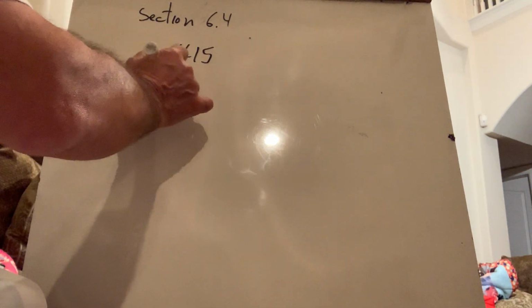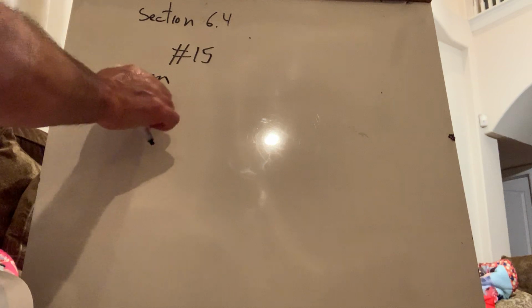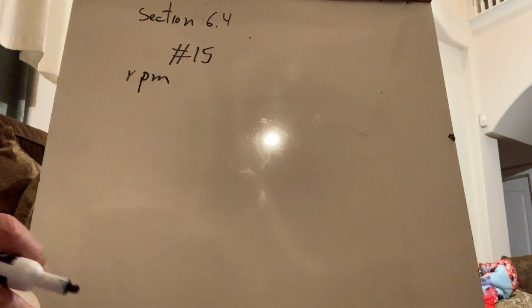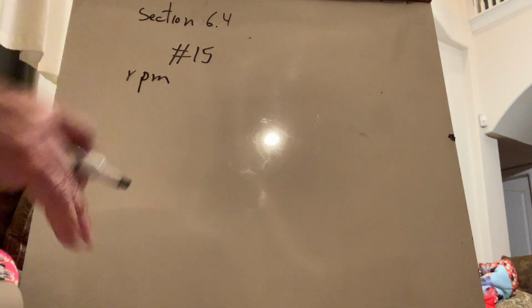In number 15, it says that gear ratios are used in industry. A gear ratio is the comparison of the number of teeth on two gears. When two gears are meshed, the revolutions per minute, by the way, the RPM, as you'll see throughout this problem, is short for revolutions per minute, right? So in other words, how many revolutions per minute does this gear turn?